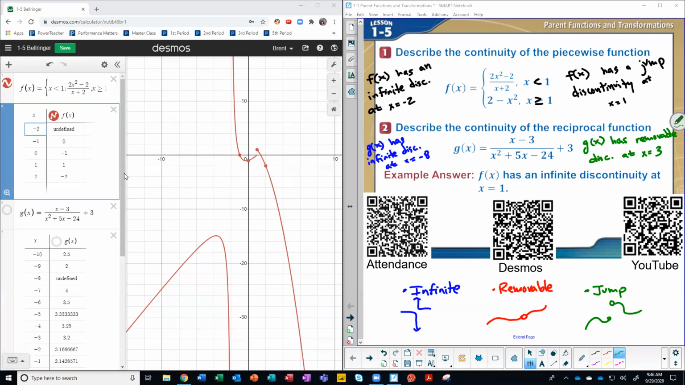So I muted you. Looking at -2, I have a break. It says undefined. However, at 1, I want you to check this out. You've got to pay attention here. If you've zoned out for a second, log back in. In our answer, we said there was a jump discontinuity at x = 1. But I want you to look at the table. Does it say undefined at x = 1? No. So jump works a little bit differently. You can't rely on tables for jump because jump can still be defined there.